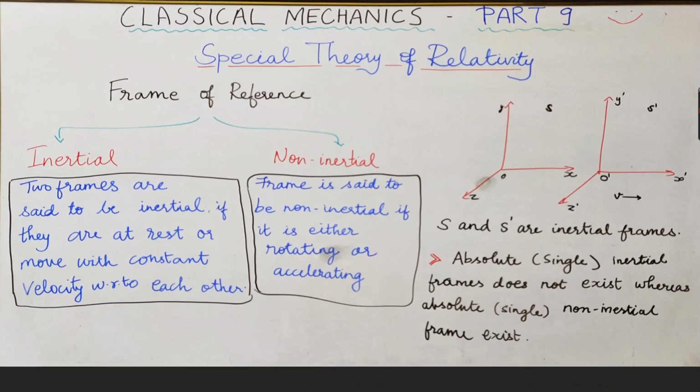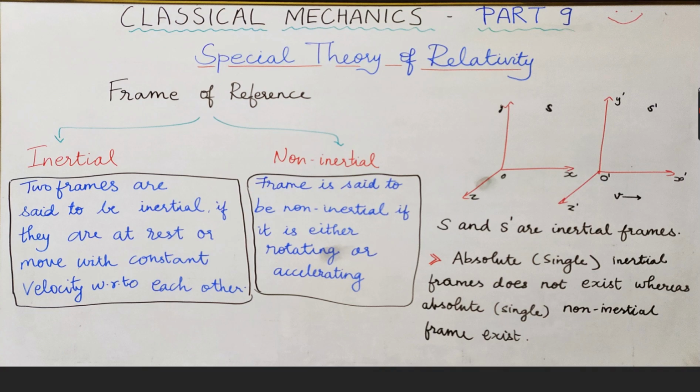Okay. So let's start our topic, where special theory of relativity basically revolves around the frame of reference. So there are two frames of reference. One is inertial and another is non-inertial. Inertial frames of reference are those that are at rest or that move with a constant velocity with respect to each other. And non-inertial frames are those which are either rotating or accelerating. So in here, these two frames are inertial frames which move with a constant velocity with respect to each other.